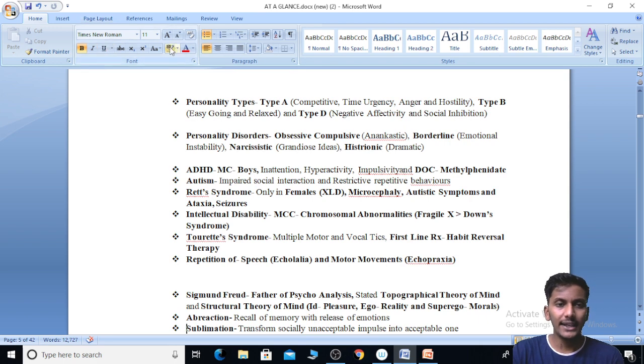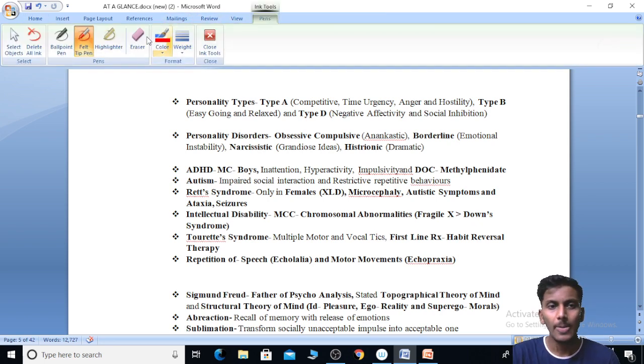Moving further, guys, to our next topic, personality types. There are three types of personalities which are commonly seen. So please remember these important three types of personality, guys. First is the type A personality. In the type A personality, the individual is usually very competitive. He keeps competing with everyone.